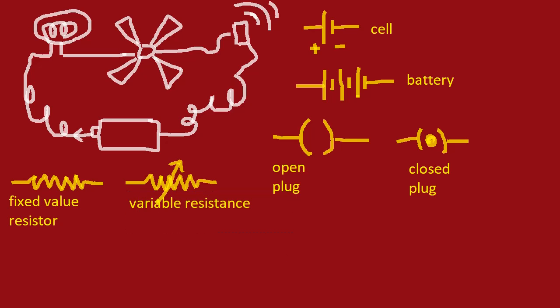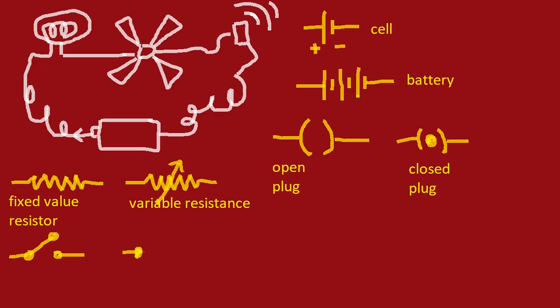Then we have many other kinds of devices also. We have a device called the switch. A switch can be shown in this manner. An open switch means it is in the off position, and we can have a closed switch.